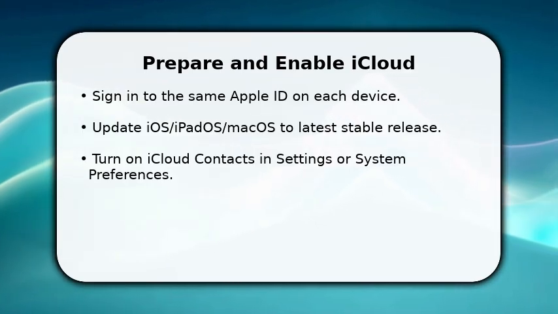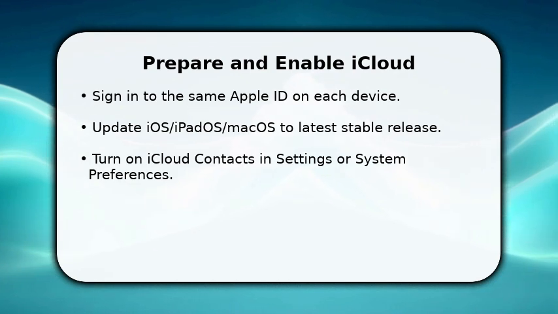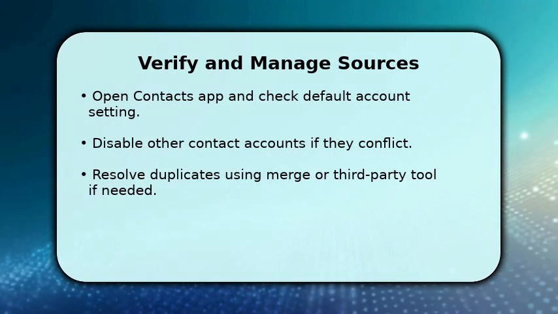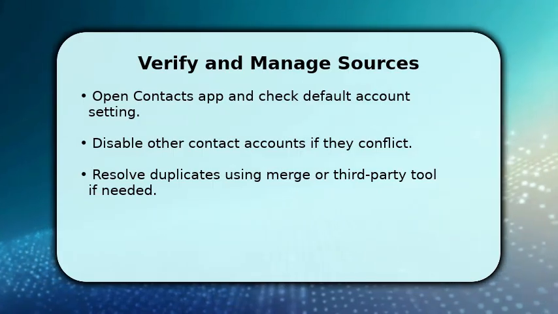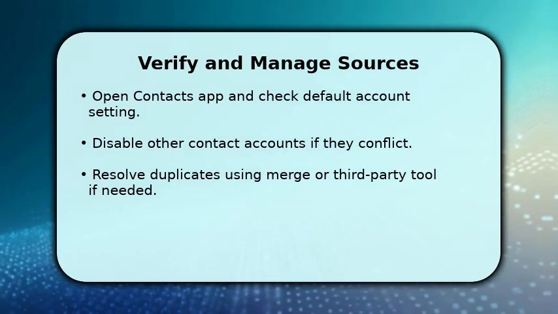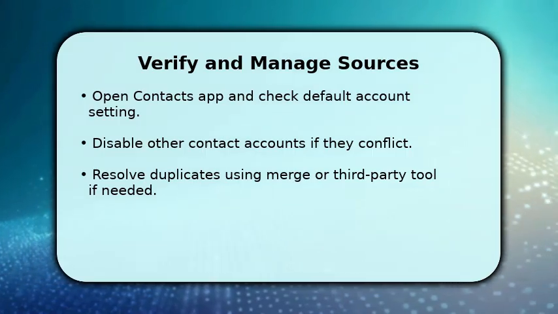If prompted, merge local contacts with iCloud to avoid duplicates. After enabling, give it a minute to upload your address book to iCloud. Once done enabling iCloud, open contacts on each device and confirm iCloud is the default account. This prevents new entries from going to Gmail or an Exchange account by mistake.